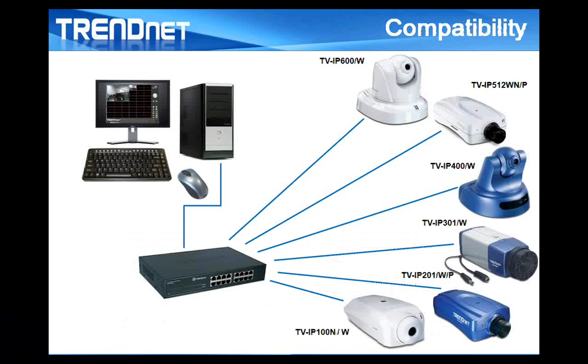Compatibility: TVIP 600, 600W, we have the TVIP 512WN, 512P, 400 and 400W. That does require a firmware update. TVIP 301 and 301W also require a firmware update in order to run the IPView Pro 2.0 software. TVIP 201, 201W, 201P require a firmware update as well. TVIP 100N and 100W-N also work with a firmware update.